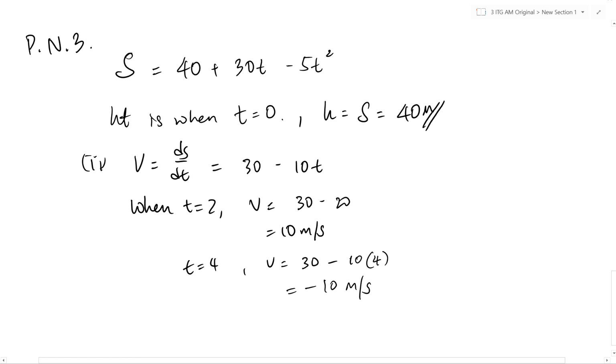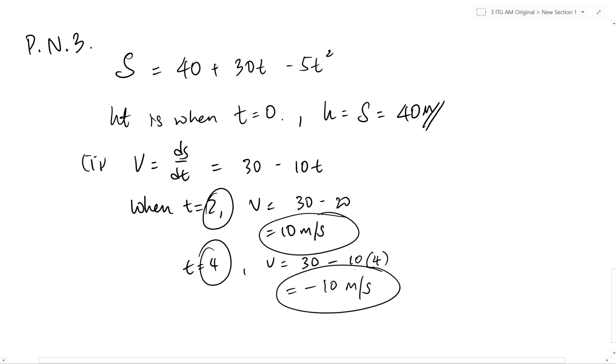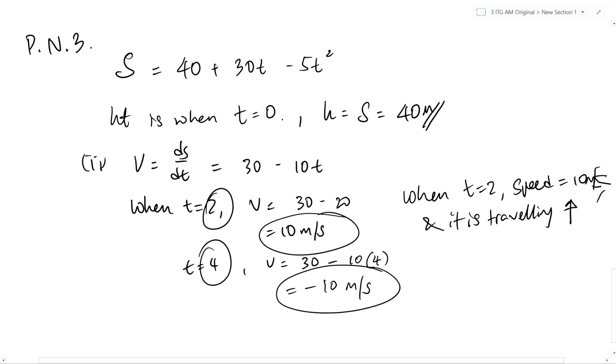So in these two cases, when time equals 2 and when time equals 4, they have the same speed. Am I right? They have the same speed, but velocity is different. Look, magnitudes are both 10 meters per second, but the direction is different. So the significance of the values over here: when time equals 2, speed equals 10 meters per second, and it is traveling upwards. Okay, we see that from the question.